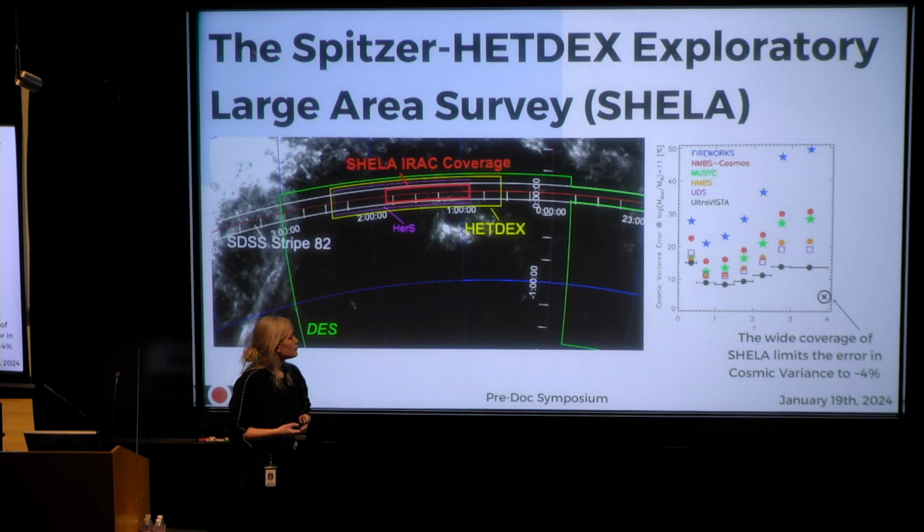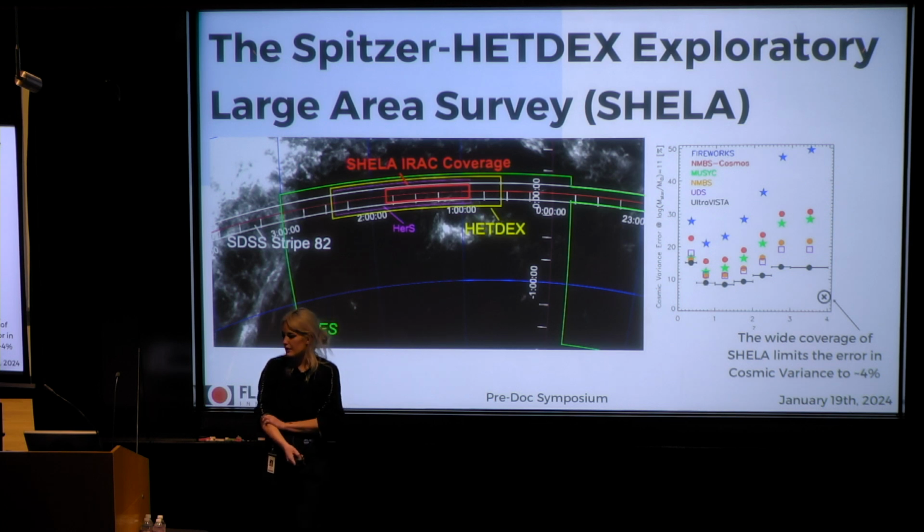So part of my graduate work is to do this study of massive quiescent galaxies in the SHELA survey, the Spitzer-HETDEX Exploratory Large Area Survey, which is a 24 square degree field, which is very large in terms of extragalactic studies. It has coverage from the UV to mid-IR, and compared to previous works that have done similar things, it reduces the error of cosmic variance by about an order of magnitude compared to UltraVISTA, which is one of the big surveys that have been done before.